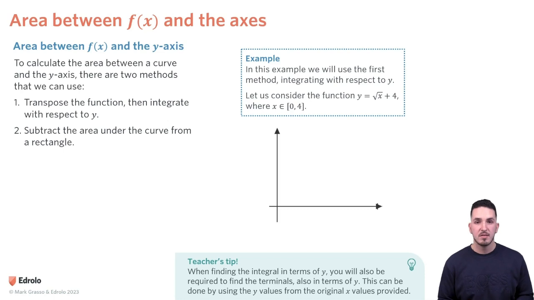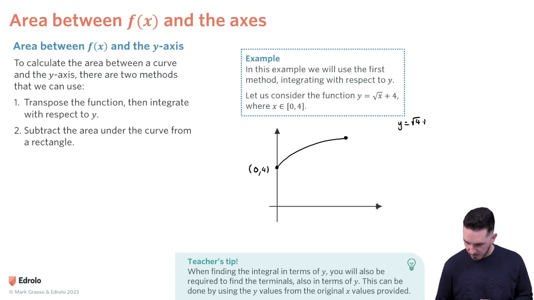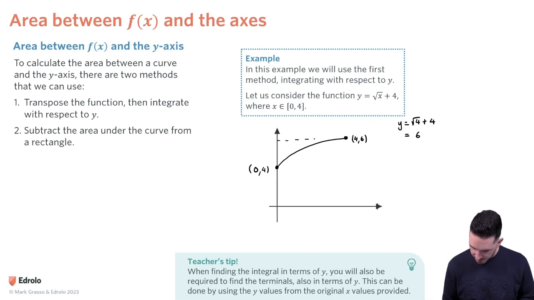So let us consider the function y equals the square root of x plus 4, where x is an element of 0 to 4. First, before we transpose, what I want us to recognize is we've got a square root graph that's been shifted up by 4 units between 0 to 4. So the first thing I'm going to do is draw this graph. We're going to have (0, 4). And now we sketch this between 0 to 4. So let's find this endpoint. y equals the square root of 4 plus 4 equals 6. So this point here is (4, 6). And we want to find the area between this curve and the y-axis. So in this case, the shaded one that I've just done.